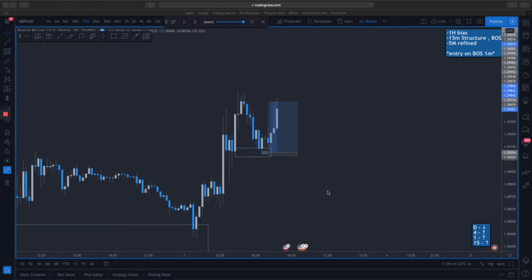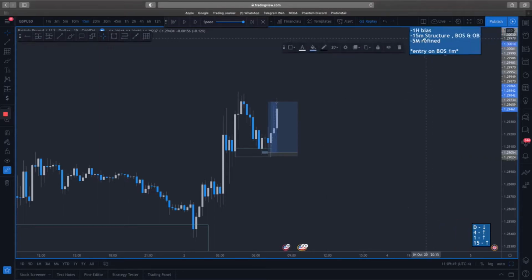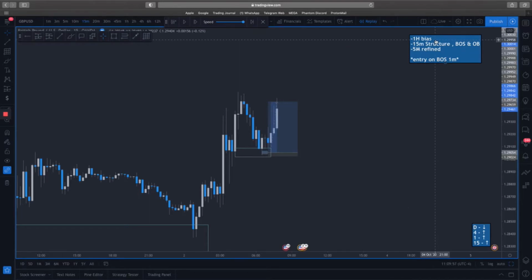So let's go right into it. As you can see up here on my little text note, this is how I'm going to start my day. Number one, I want to know what the 1 hour bias is. And then from there, I'm going to be solely focusing on 15-minute structure. So breaks of structure and order blocks on the 15-minute.